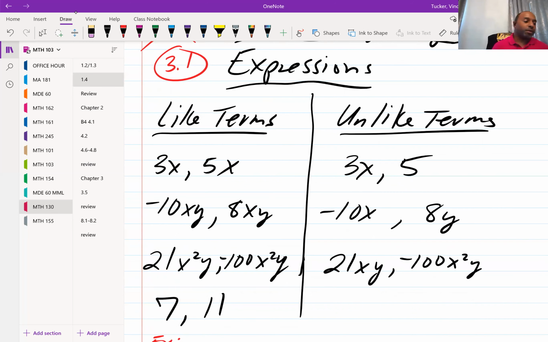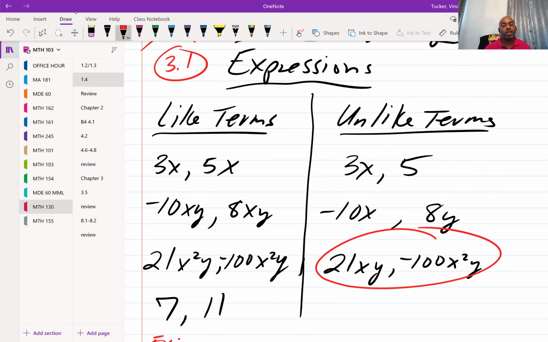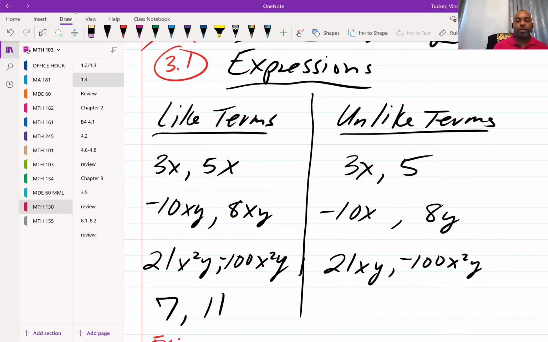Now, if anything's different, then they will be unlike. When you look at 3x and 5, you cannot add those together. They don't both have x, so they're not like terms. Here, negative 10x and 8y are two different variables, so they're not like terms. And here we have xy in the first term and x squared y in the second term, so they're not like terms. Once again, if anything's different with the variables or your exponents, then they would not be considered like terms, and you cannot add or subtract them from each other.